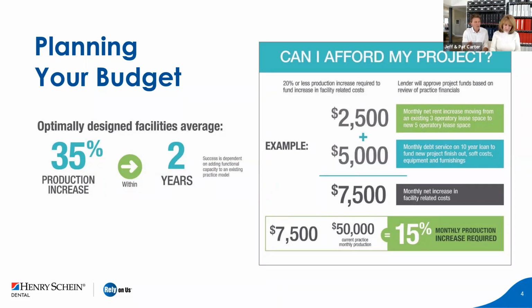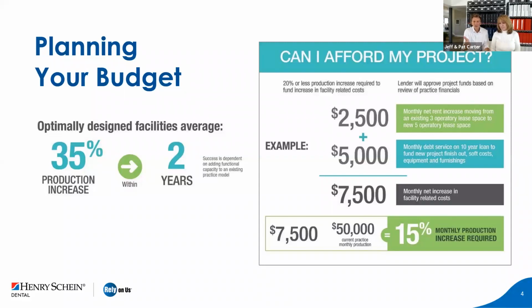But people's biggest fear is, can I afford my project? Just keep in mind, we've tracked newly designed and remodeled facilities over 20, 30 years, and the doctors on average, after 2 years, their production goes up 35%. There's a little graphic here to the right on the screen: can I afford my project? If you figure that at the end of 2 years you're going to go up 35%, and you have to add some function, well, if your debt service and new facility related costs are 20% or less, by running these calculations, then you're in a very safe range.